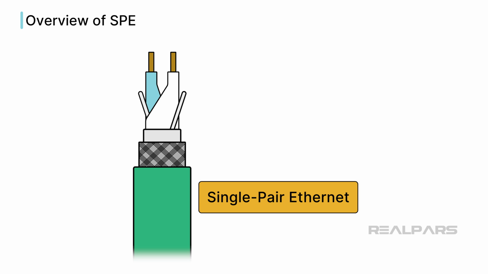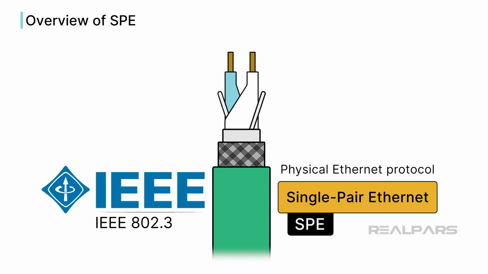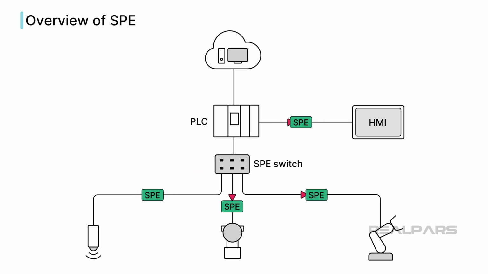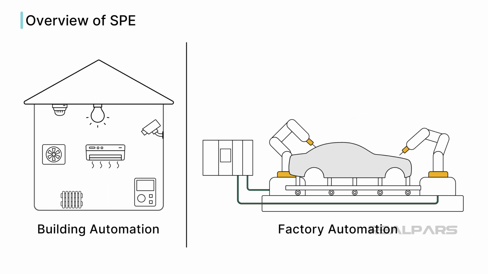Single Pair Ethernet, or SPE, is a new physical Ethernet communication protocol. SPE is defined by the International Ethernet Standard IEEE 802.3. It was developed to provide a simpler and more cost-effective way to connect sensors, actuators, and network applications in manufacturing plants. In this video, I will highlight the benefits that SPE can bring to factory automation and building automation.